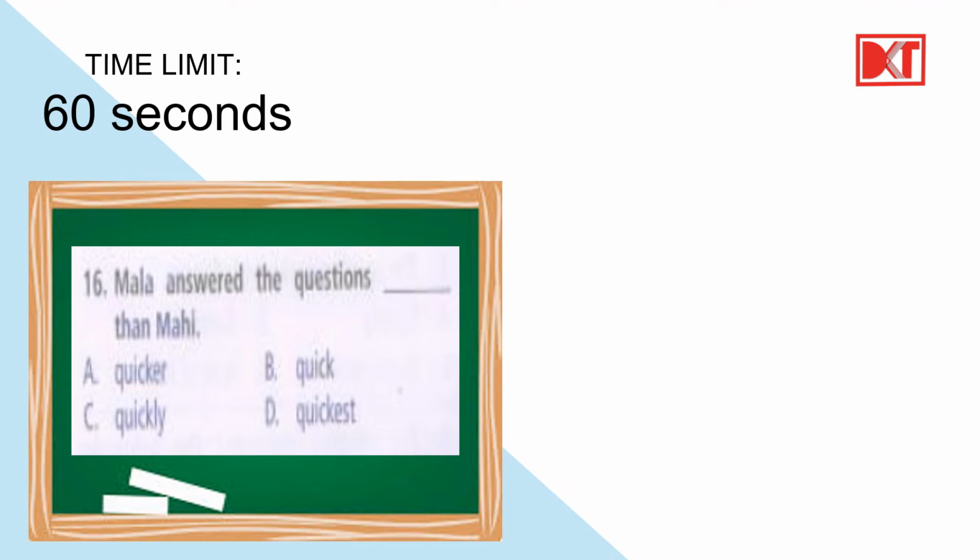Mala answered the questions dash then Mahi. So here the options are A, quicker, B, quick, C, quickly, D, quickest. Now here the correct answer is A, quicker, than Mahi. Here what are we doing? Quick is telling us what? Telling us the manner, adverb of manner, telling us how. And then we are using the second degree, comparative, because we are comparing Mala and Mahi. Only one person is being compared with another. So comparative degree. Alright.